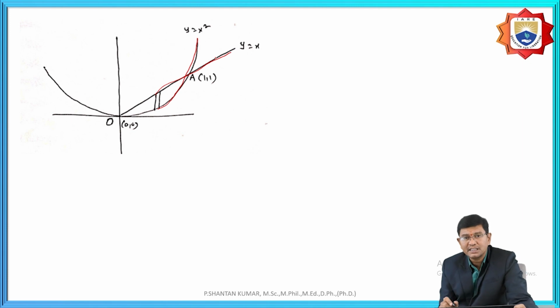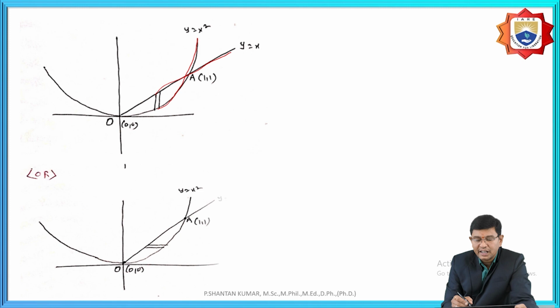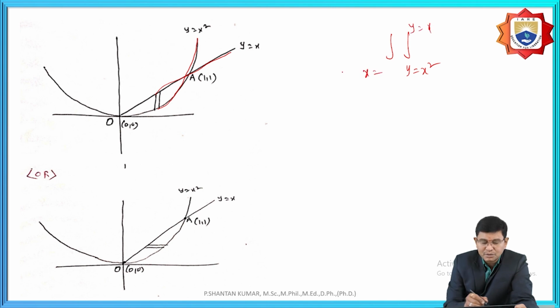Based upon this understanding, the double integration is: y from the lower limit x square to the upper limit y is equal to x, and the x limits are from the left side intersection x is equal to 0 to the upper side x is equal to 1.